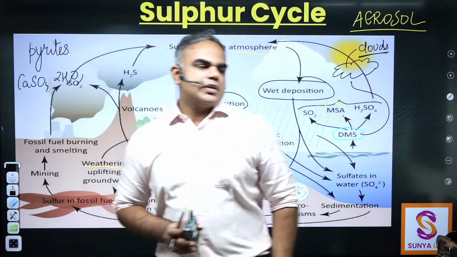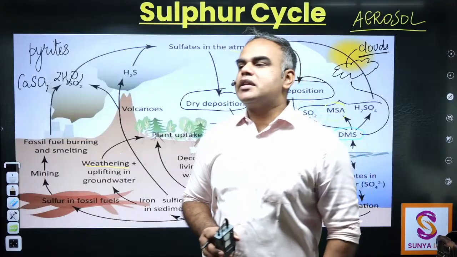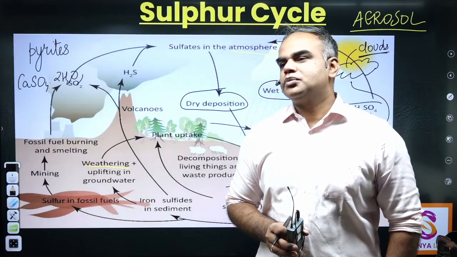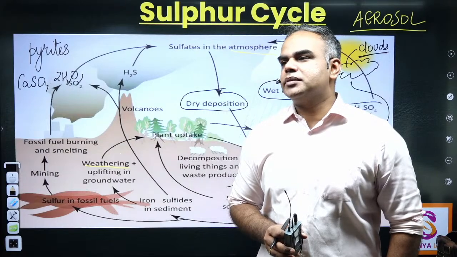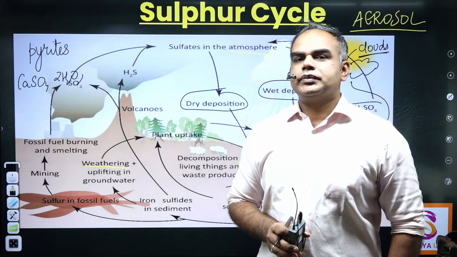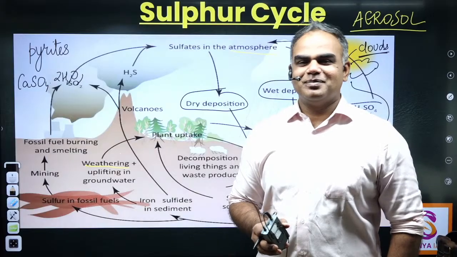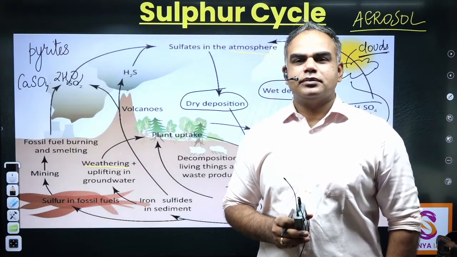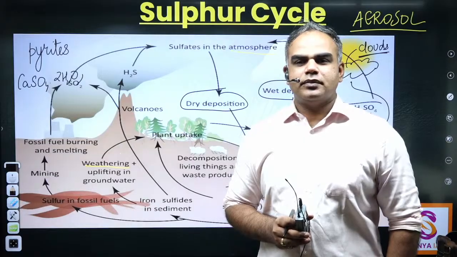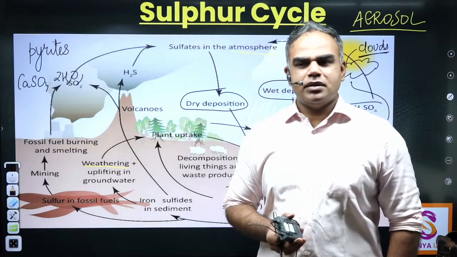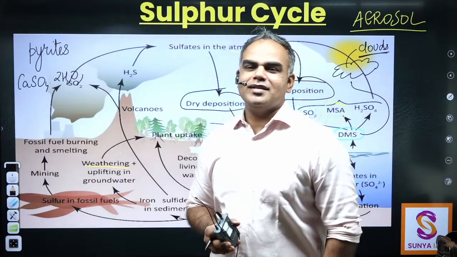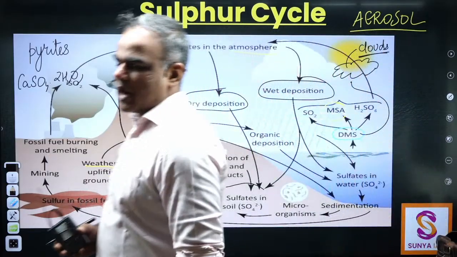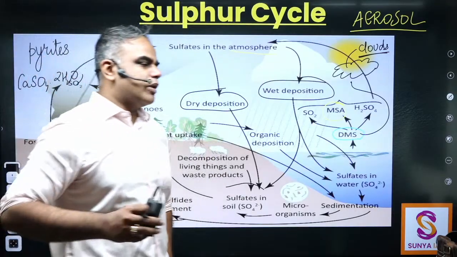Third, it plays a role in climate regulation. Now tell me, how does this happen? How can it regulate climate? DMS. What is the full form of DMS? Right, absolutely right. Dimethyl sulfide. It plays a role in regulation of climate. Write DMS in brackets, then you'll remember what DMS is.